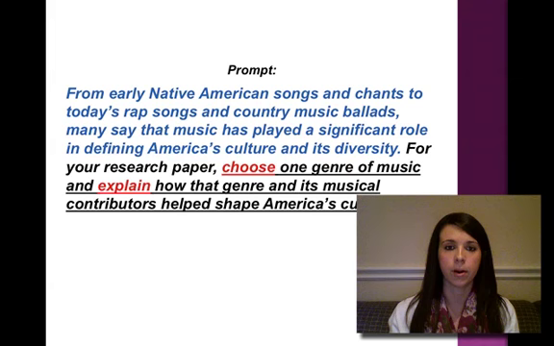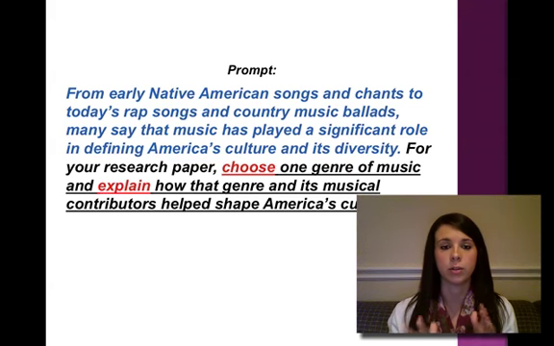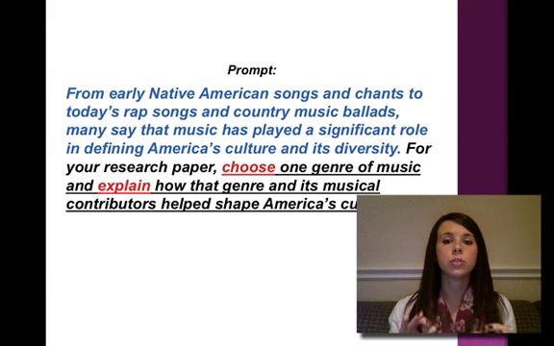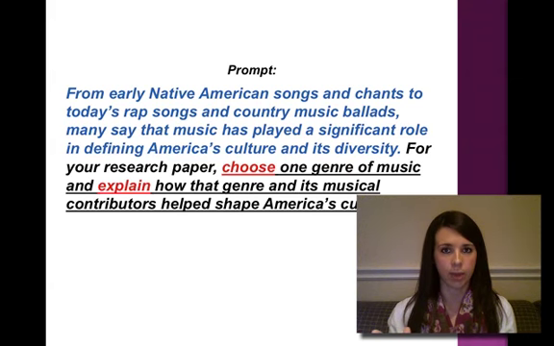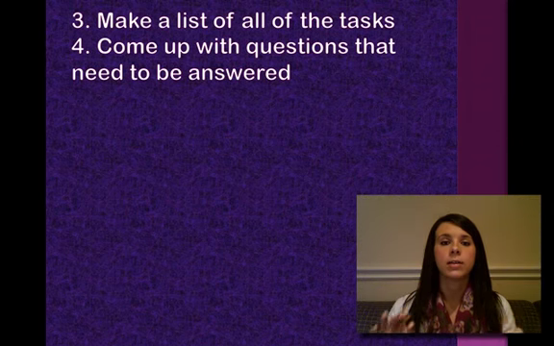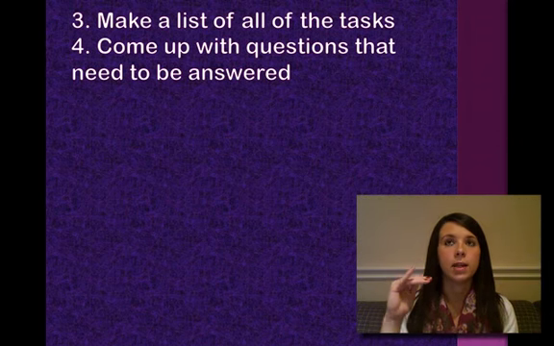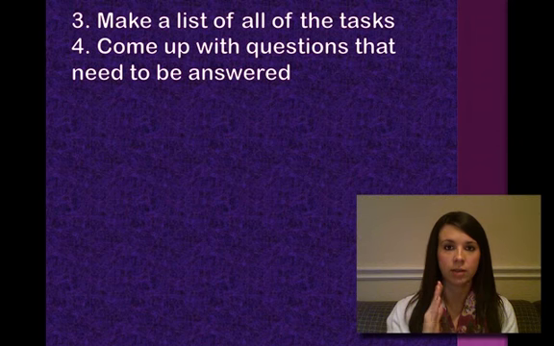The other part to remember is that even if you have multiple things that you're supposed to do, some are more important than others. Choosing one genre of music, you're not going to need to write a whole lot about that part. It's pretty simple to just choose the genre of music. The thing that most of your paper is going to be focusing on is explaining how that genre and its musical contributors help shape America's culture. So if you're going to make a list, I'd list them from most important to least important, so we can stay focused and make sure that we're doing what we're supposed to be doing.